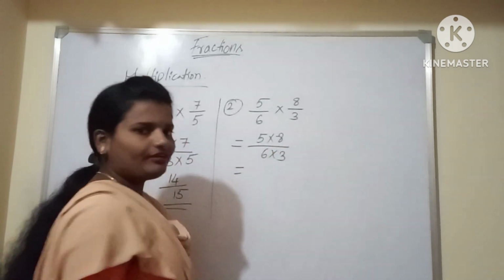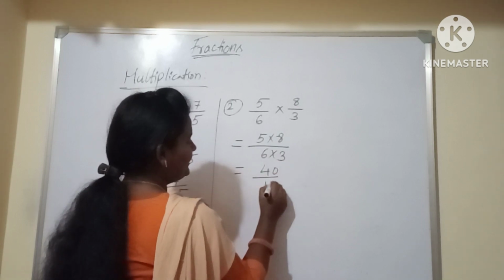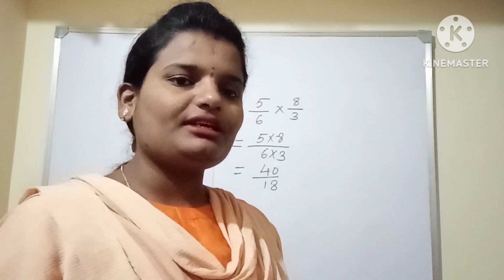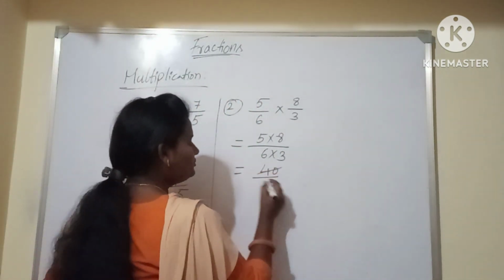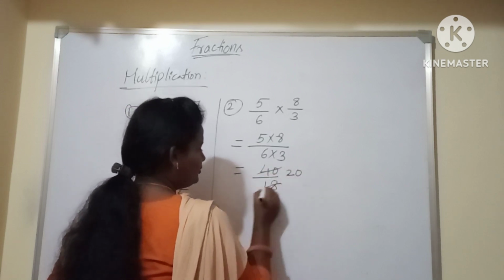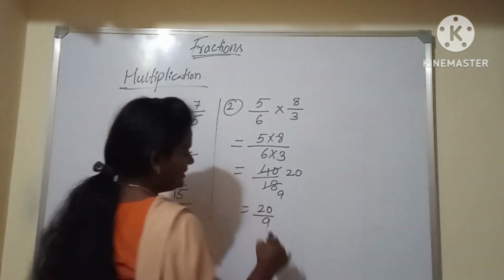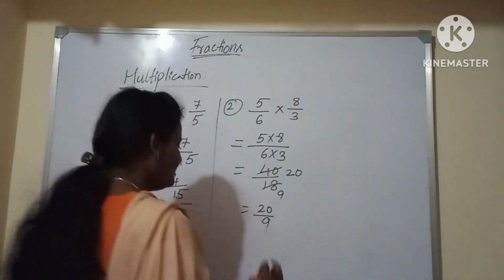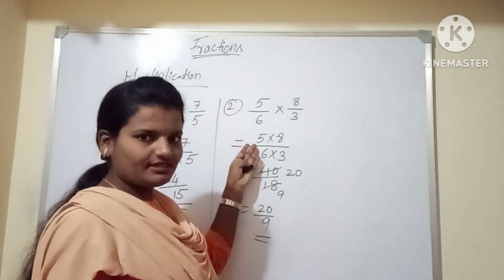Here 5 8s are how much? 40. 6 3s are 18. Again, if you observe here, both the numbers will go with the same table, which is the table 2 only, right? 2 2s are 4 and 0, 2 9s are 18. So what is our final answer after simplifying? 20 by 9.